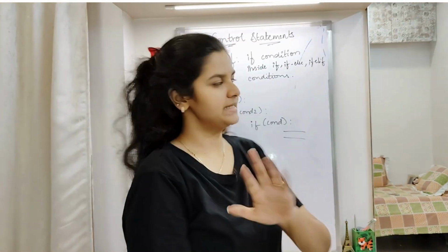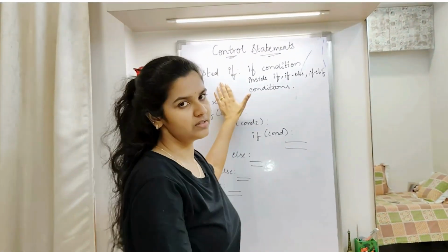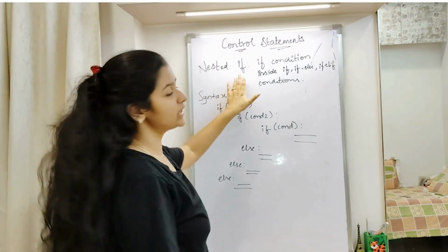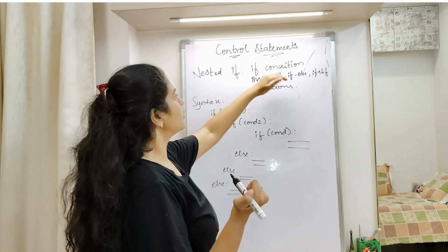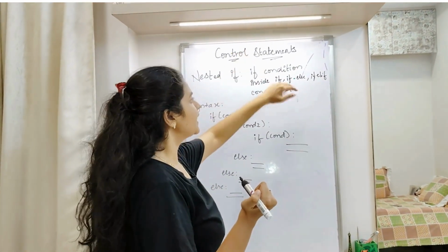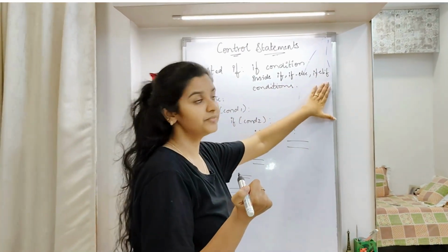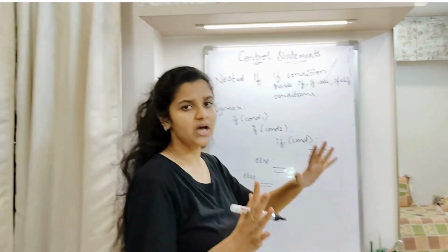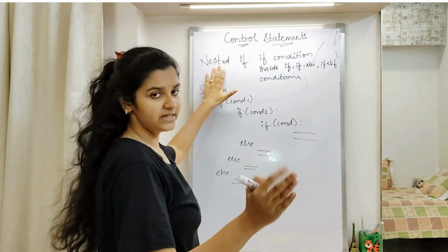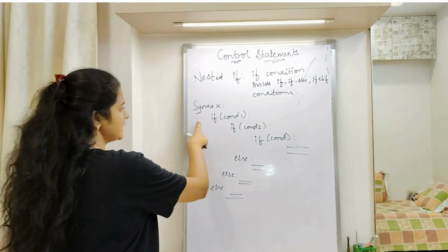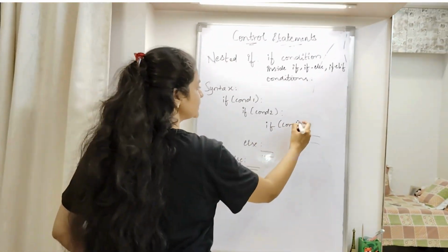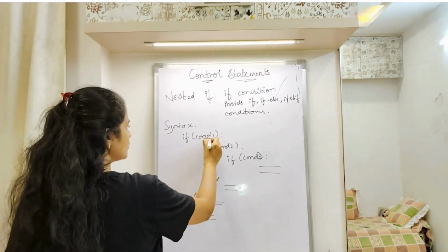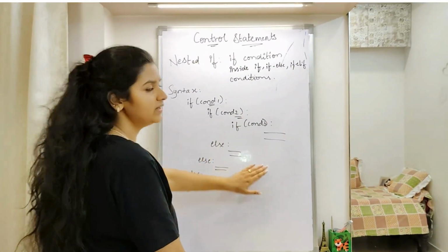So the last one is nested if. Nested if is really simple. To check multiple conditions we use nested if. Inside an if condition, again there are if, else, if. So multiple conditions combined are known as nested if. The syntax is like this: if condition 1, if condition 2, if condition 3, there are some statements here, and then there are else blocks.